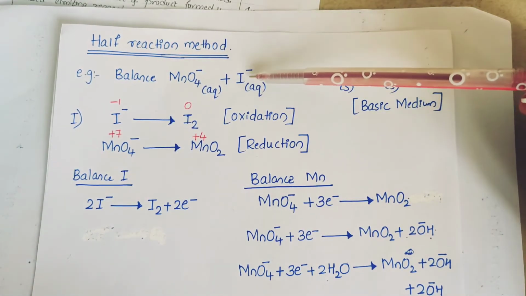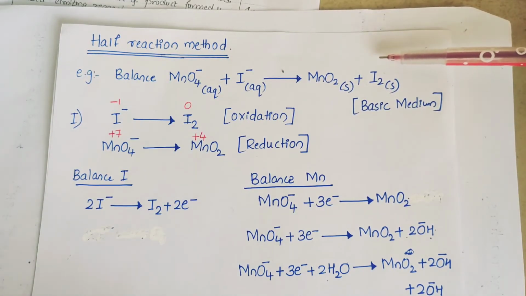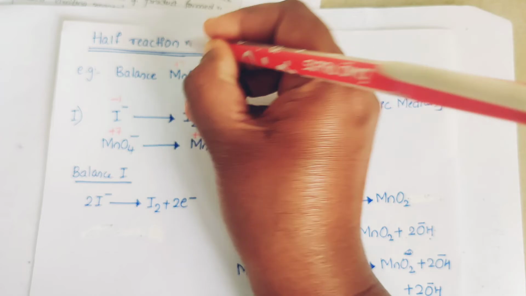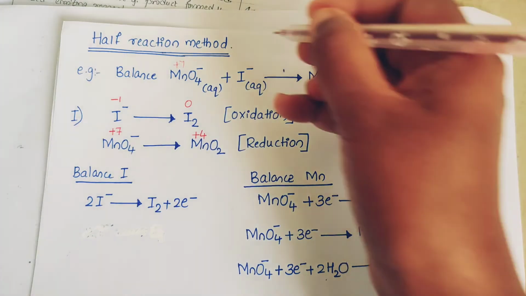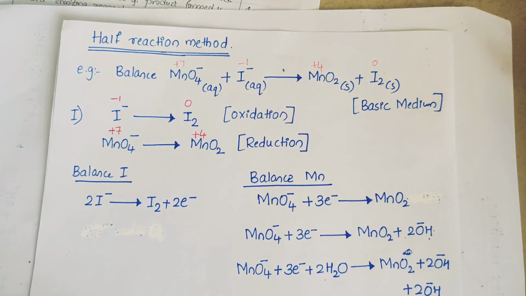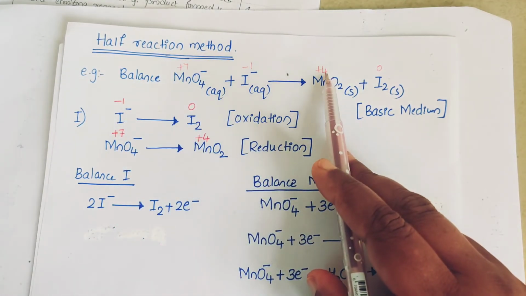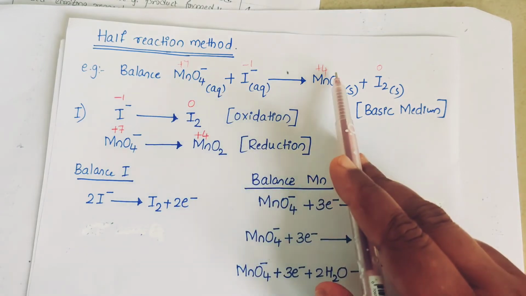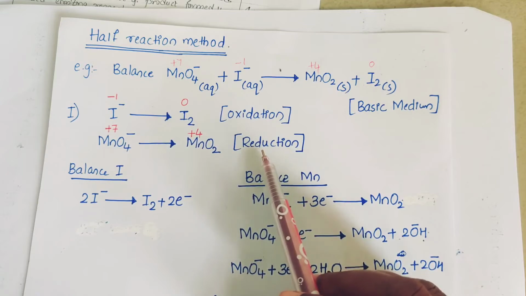MnO4 minus plus I minus giving rise to MnO2 and I2. Okay, so here what are the oxidation states of different elements? Manganese is in +7 oxidation state in MnO4 minus. Okay, so here the oxidation state of manganese in MnO2 is +4, iodide ion is -1, iodine as it is in free state, its oxidation state will be 0. Now here manganese is changing from +7 oxidation state to +4 oxidation state. There is a decrease in oxidation number. So this I can call a reduction. So manganese is undergoing reduction.